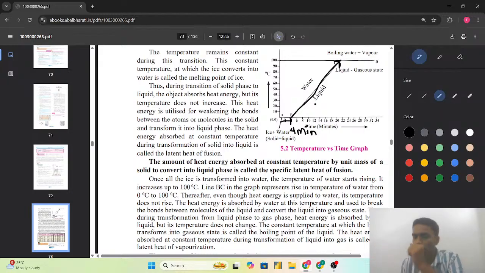So here it is getting converted into the liquid form, that is the water, till the temperature at which the water starts boiling, that is 100 degrees Celsius. And after that, again we can see the temperature is going to be constant, because the liquid, that water, gets converted into the gaseous state, that is the steam.